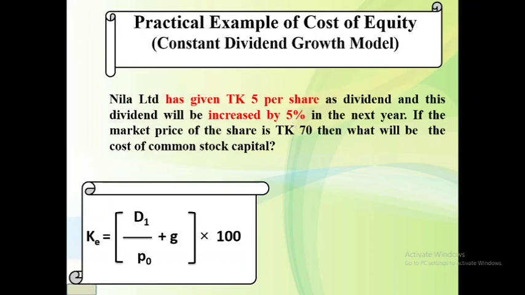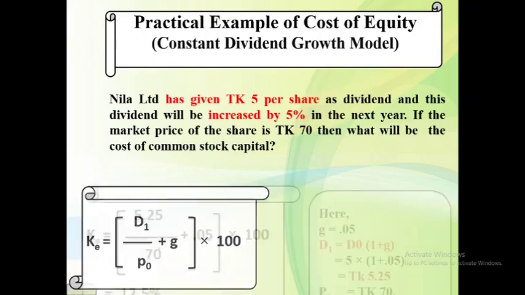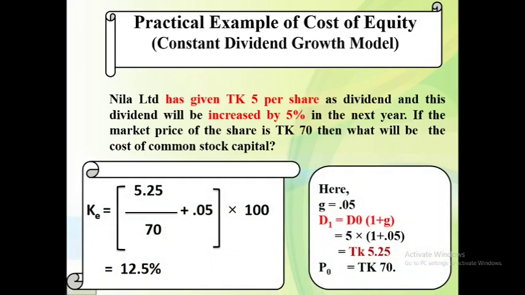So we have to use the formula of the constant dividend growth model, and after putting values in the formula, we can get our answer. And the answer is 12.5 percent. Here one thing is important to note. Taka 5 per share is the current dividend in our example. So we have to calculate expected dividend by using the formula, and then we get our expected dividend as Taka 5.25. And then we put this value in the formula and we get our answer.